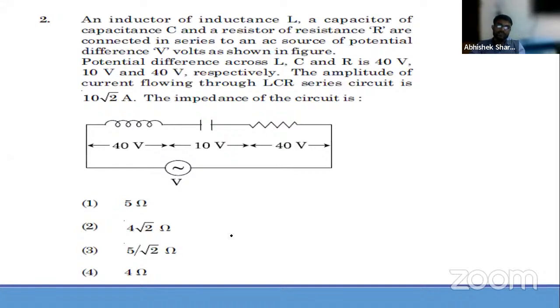So now you focus here, okay? So this question says what?